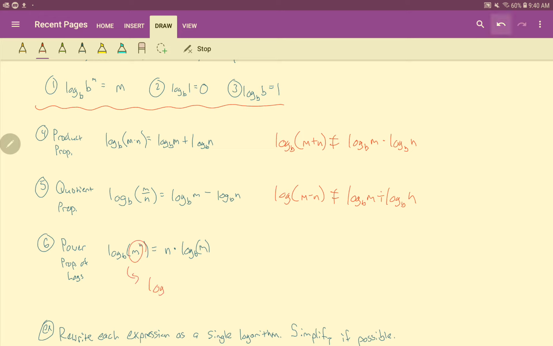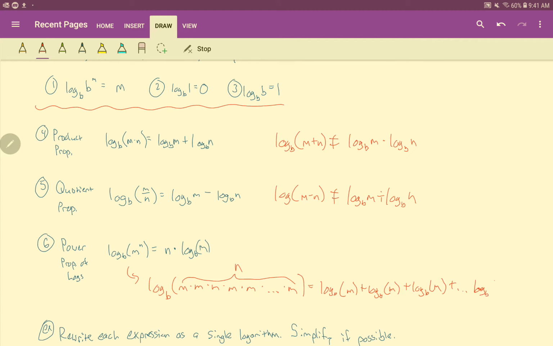Log base b of m to the n is like saying log base b of m times m times m times m times m times m, and there's n number of those m's, right? And so that would convert, using our first property, to log base b of m plus another log base b of m plus another log base b of m, because again, this is all one product in here, right? And so that would convert to all addition between separate logarithms.